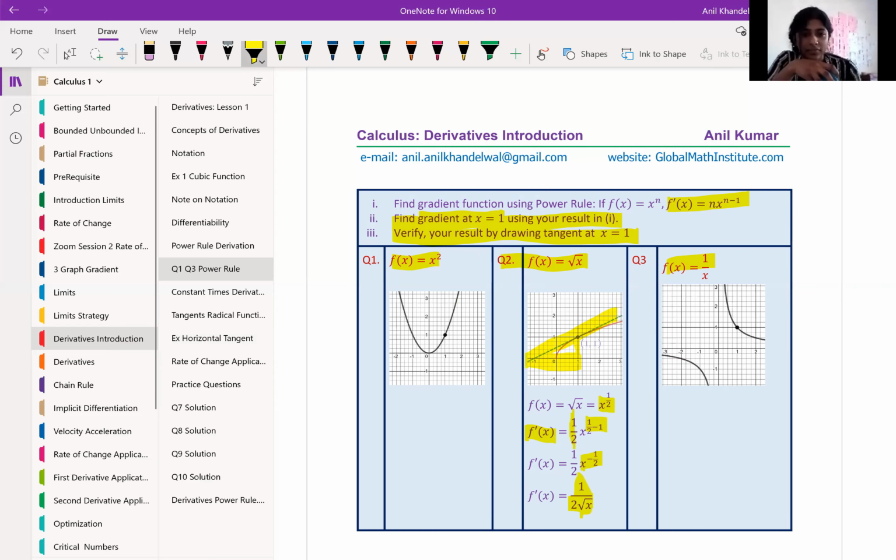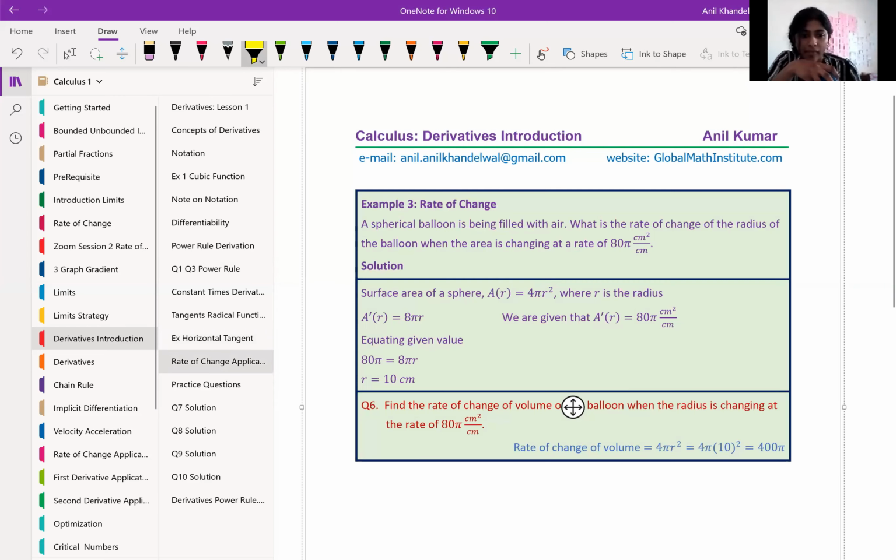Okay, great. So now I've taken a practical example on rate of change. Can you read the question for me, Amy? A spherical balloon is being filled with air. What is the rate of change of the radius of the balloon when the area is changing at a rate of 80 pi centimeter squared per centimeter? So this time the gradient is given to us. The derivative is given to us. We need to find what the radius is going to be.